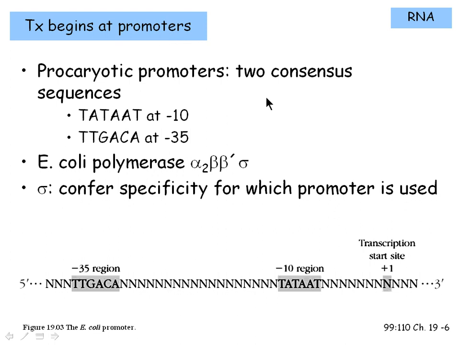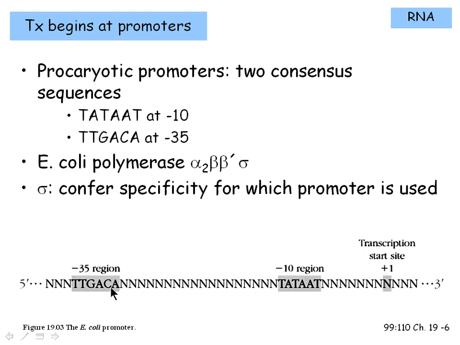In prokaryotes, there are two consensus sequences that are generally found at the beginnings of genes that are transcribed. One of them is found at -10, meaning 10 nucleotides from the first nucleotide in the transcript. It's called a TATA box, sometimes TAT, AAT, so you can see why it'd be called TATA box. And then further upstream to the 5' side of the start site is another consensus, TTGACA, at the -35 region.